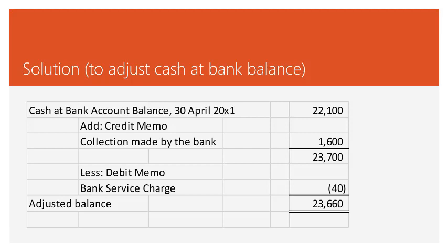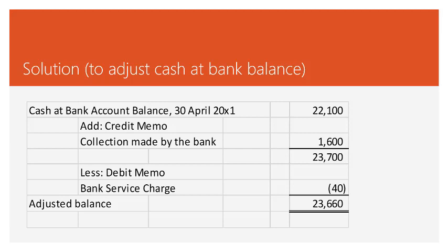So cash at bank balance as of 30th April 20x1, we have 22,100 kina. Then add the credit memo. The credit memo is the collection made by the bank from the customer of our company, that is ABC. And then the debit memo, that will be the bank service charge of 40 kina. So the adjusted balance here is 23,660 kina, the same as the previous balance that we have shown.